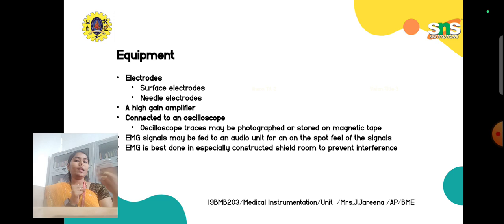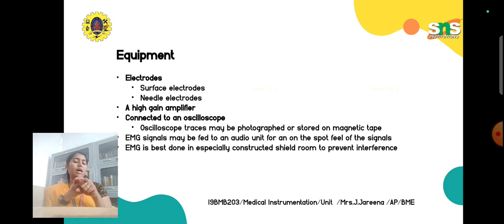Okay, and not only that, you have other options such as an audio unit, where the EMG signal will be fed to the audio unit, so that one can hear the sound of the signals. That is one option. And the next option is a visual mode, that is, one is the oscilloscope, the second one is the audio mode.